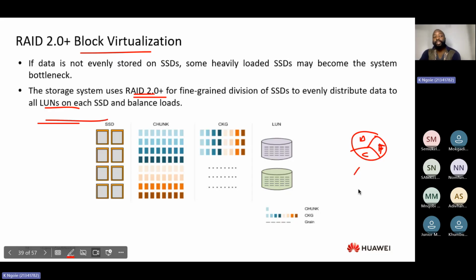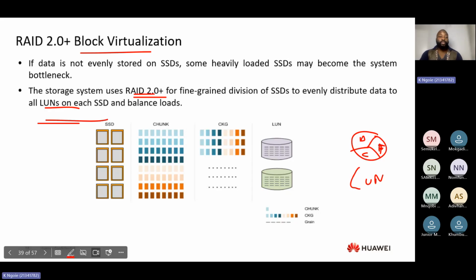So this is the LUN. So a LUN of an SSD is just a partition, the logical number. So here, for example, we have 3, it's divided into 3. So this relates to virtualization.